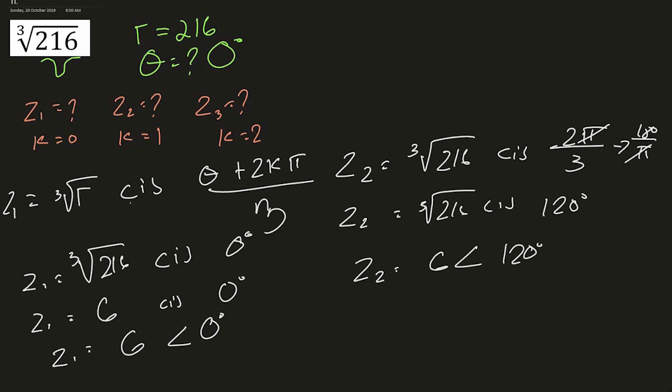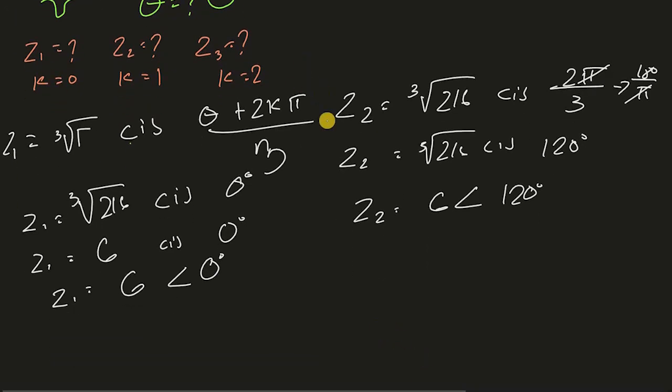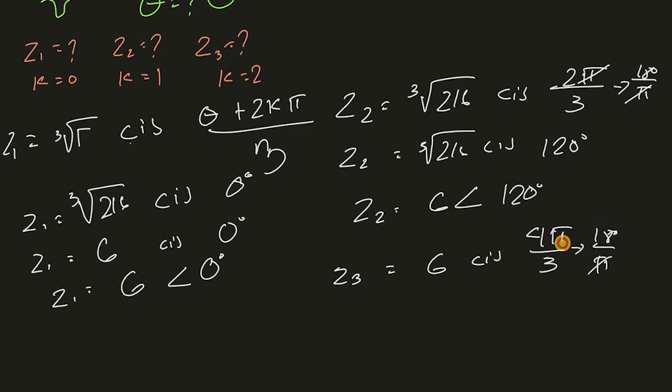Next, let's now solve for Z sub 3. So, Z sub 3, same lang yan. That would be 6 CIS. Ito lang yung papalit. So, since my K value now here is equal to 2, 2 times 2 is 4, 4 pi. So, 4 pi divided by 3. 4 pi divided by 3, convert ko yan sa degrees, that 180 over pi, cancel pi. 180 divided by 3 is 60. 60 times 4 is equals to 240.